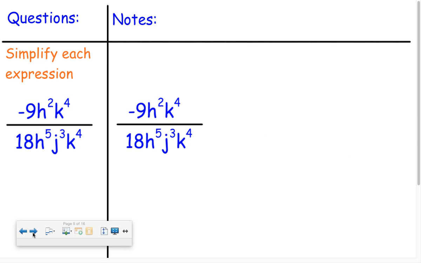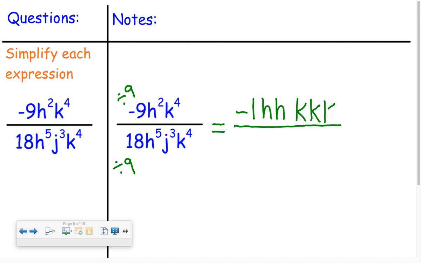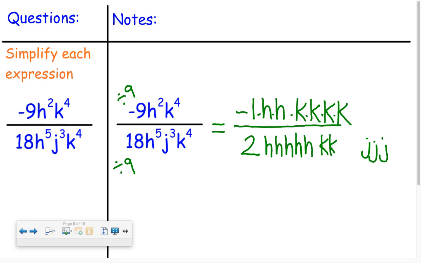Last one. Once again, I have coefficients in both of my fractions, so I'm going to think about what can go into both 9 and 18, and that's 9. So negative 9 divided by 9 is negative 1, 2 h's, and 4 k's. And now since this one's shorter, maybe I'll put my multiplication symbols in there. And on the bottom, 18 divided by 9 is 2, 5 h's, 3 j's, and I'm actually going to put the j's over here because I've got k's as well. And I'll line up my k's.